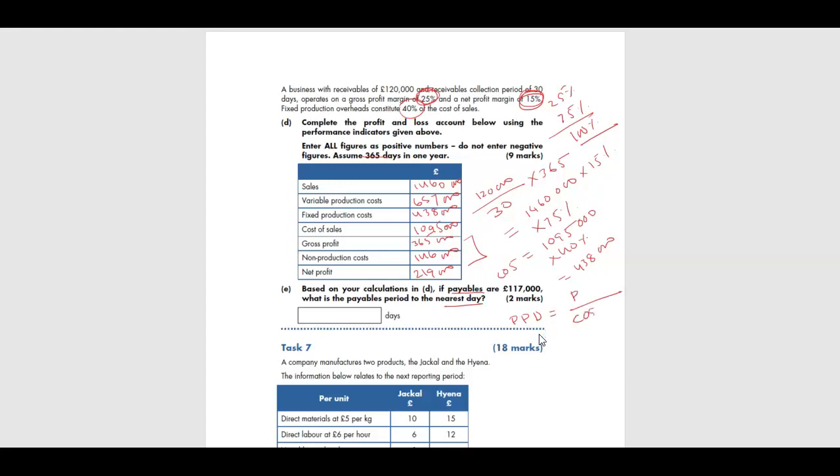You have to memorize some formulas. It will help you to calculate so many ratios. And the cost of sales, we can see that is 1,095,000 times 365. So 117 divided by 1095 times 365, that gives you 38.9. So we can say 39 days.